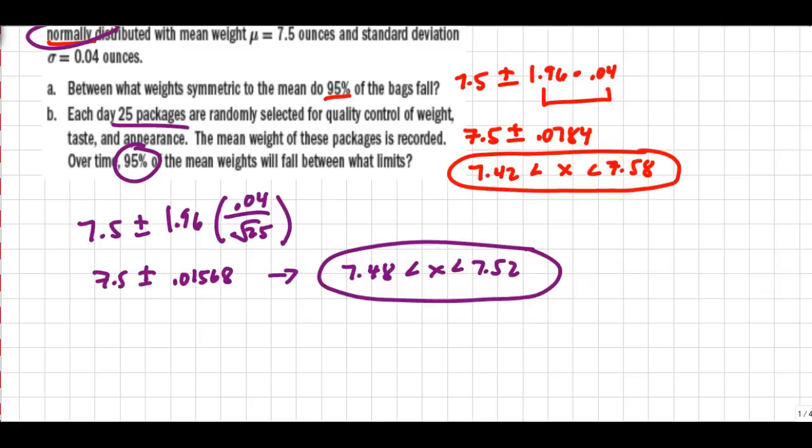And so now let's talk about what you would just say for this answer. You're 95% confident that the bags will fall within 7.42 and 7.58 for the original population. And you're 95% confident for the samples that they took that the average weights will be between 7.48 and 7.52.